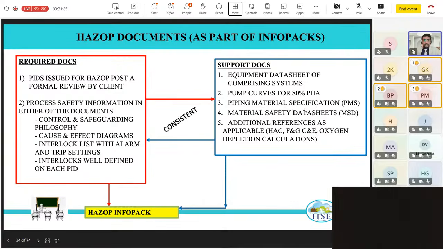So essentially, at least for these non-licensor products, it is good to have, or required to have, this set of documents. Like you have PIDs issued for the HAZOP post a formal review by the client. Obviously, I've seen instances where they bring up the PNIDs and the client in the forum says that we have not reviewed this revision at all. In fact, even revision 0 was brought into the HAZOP, and they have named it as issued for HAZOP.